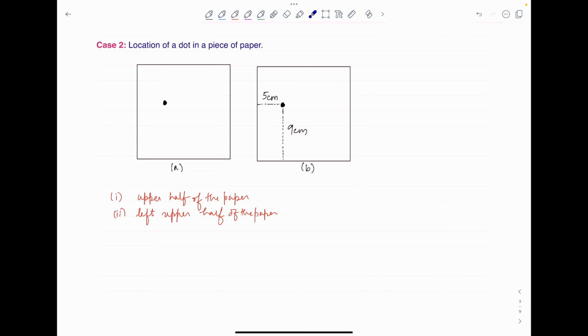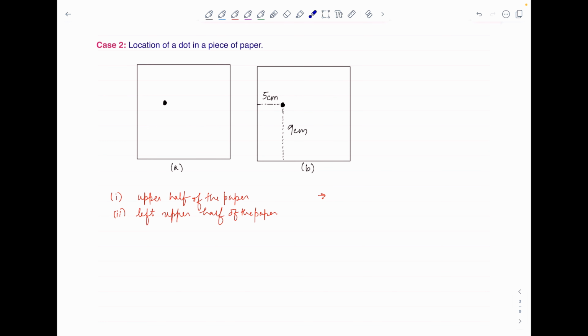So I called your friend Rohan and told him to find the precise location of this dot on the paper. He was a bit more intelligent than me. What did he do? He took a scale. He measured the distance of this point from the left edge of the paper, and it came to 5 centimeter. He knew it by using a scale.